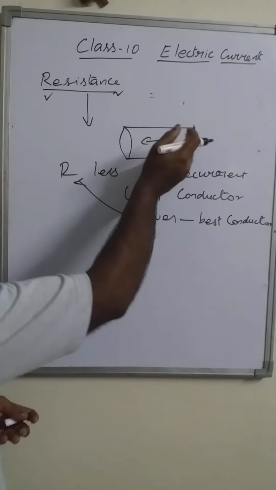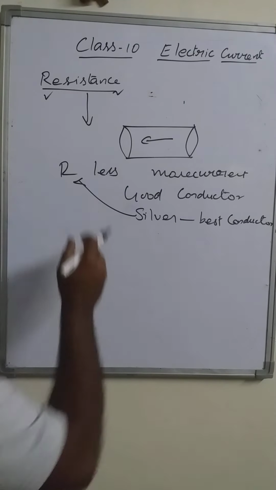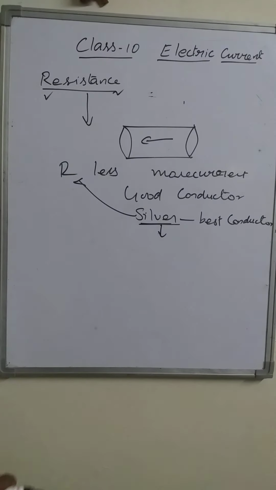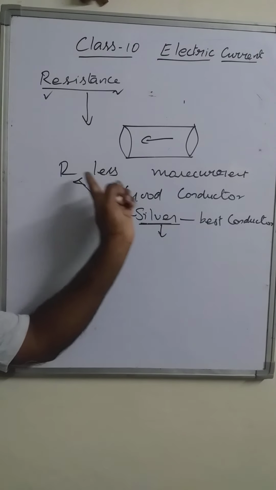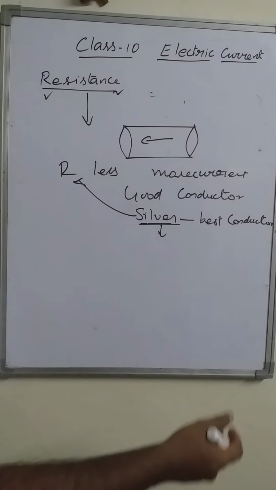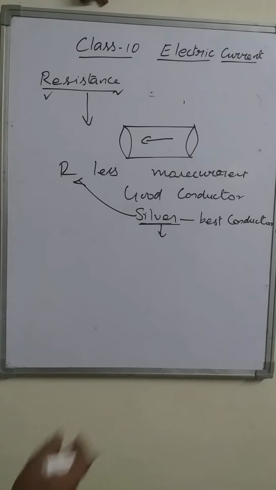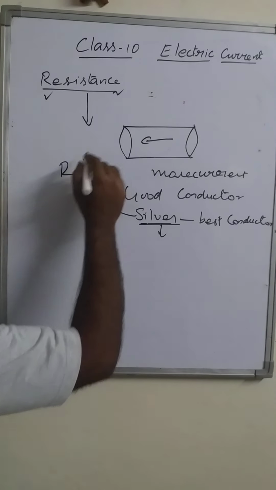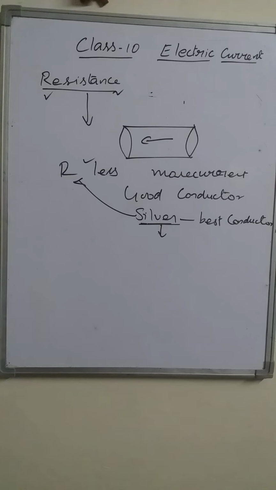In this way, all the conductors can be arranged in terms of their conductivity, that is, their ability to allow the current to flow through them. Silver is at the topmost, so it is the best conductor, and its resistance is least. Then non-metals are bad conductors, otherwise insulators of electricity. But one exception is that graphite is a good conductor of electricity. So the resistance of every material is different. Somewhere it is greater, somewhere it is smaller.